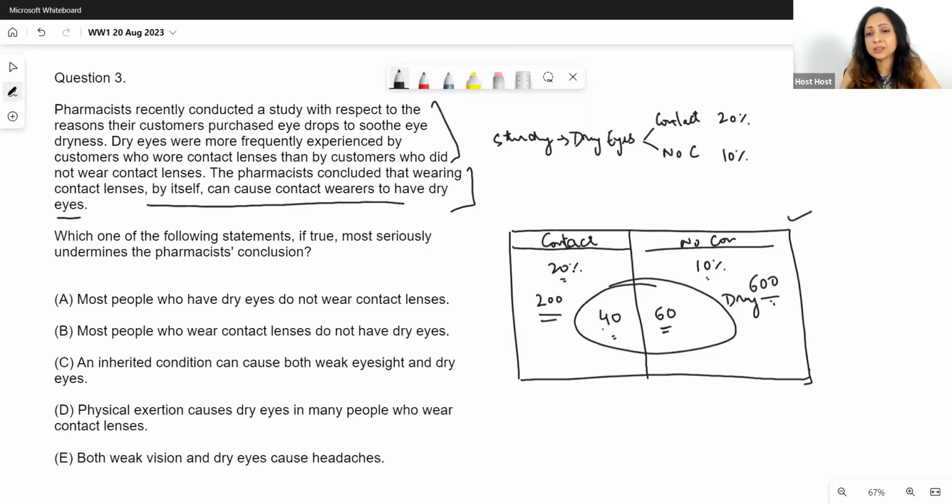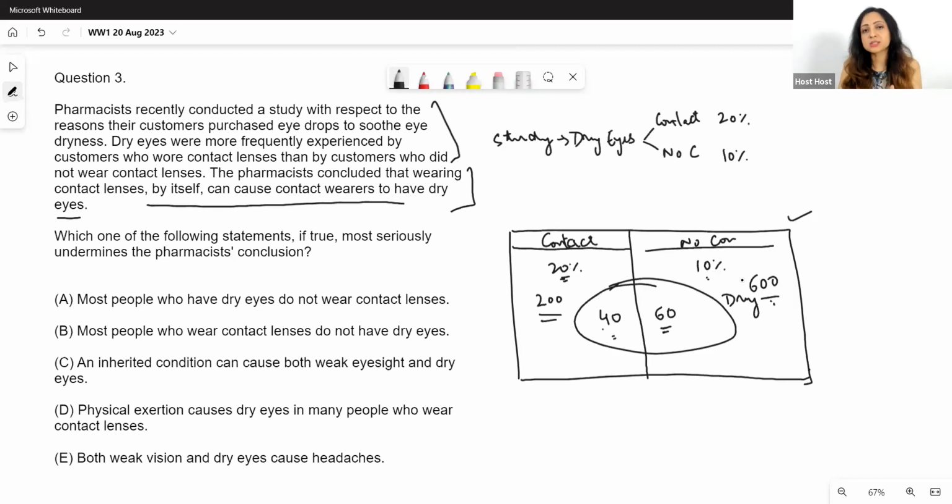Does it weaken that 20% of contact lens wearers, that contact lenses are causing dry eyes, or that more people who wear contact lenses are the ones who have dry eyes? Does it weaken that? It doesn't. Why? Because it depends on the total number of people who have contacts versus the ones who do not have contacts, right? So we have to be extremely careful about what data is given to us, right?